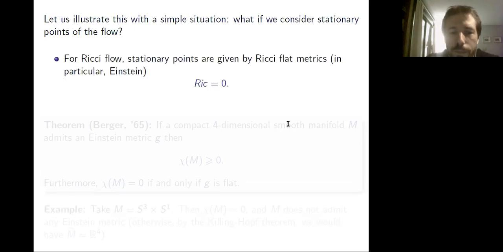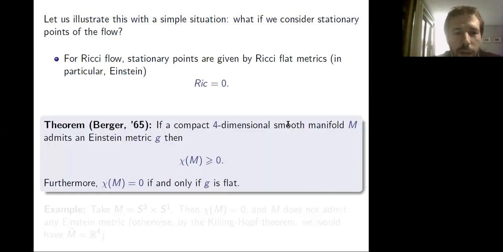So for Ricci flow, stationary points are given by Ricci flat metrics. So they are in particular Einstein. By this classical theorem, which is a special case of the well-known Hitchin-Thorpe inequality, if we have a compact four-dimensional smooth manifold which admits an Einstein metric, then the Euler characteristic of the manifold must be bigger or equal than zero. It must be non-negative. And furthermore, if the Euler characteristic is zero, then this happens if and only if g is flat.